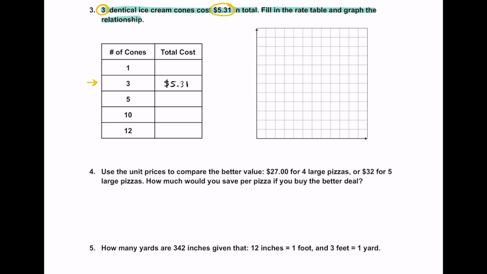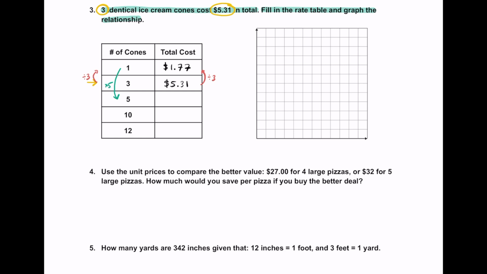So what we can do is divide this by 3, right? 3 divided by 3 is 1 cone. And if you take $5.31 and divide it by 3, I believe that's going to be $1.77. Okay, and the reason it's so important to find the unit rate or unit price first is that now that we know what 1 cone costs, we can pretty much figure out what all of them are going to cost. So how does 1 become 5? Well, that's just times 5, right?